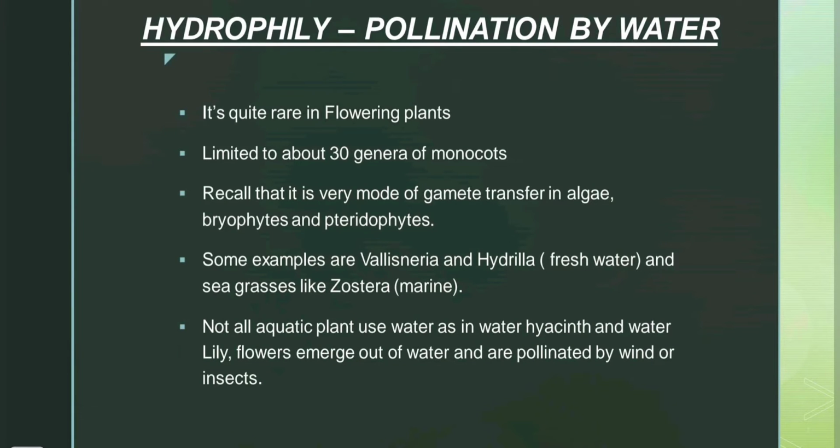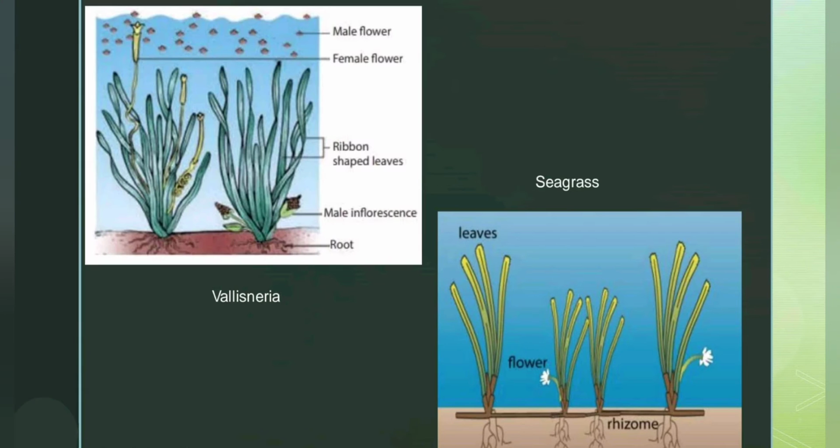Not all aquatic plants use water for pollination. In the majority of aquatic plants such as water hyacinth and water lily, the flowers emerge above the level of the water and are pollinated by insects or wind. In Vallisneria, the female flower reaches the surface of the water by a long stalk and the male flowers or pollen are released onto the surface of the water. They are carried passively by water currents. Some of them eventually reach the female flowers and the stigma.